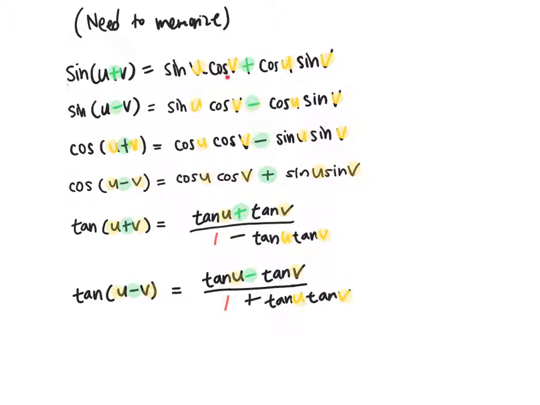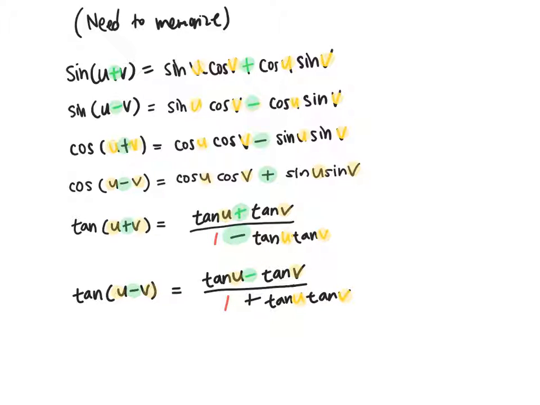So you have sine, cosine, cosine, sine, and cosine, cosine, sine, sine. Same signs for sines, opposite signs for cosines. And then for tangent, tangent of u plus v is tangent of u plus tangent of v over something. Tangent of u minus v is tangent of u minus tangent of v over something. And it's always 1 and the product, tangent of u, tangent of v. And then the signs in the denominator are going to be opposites.